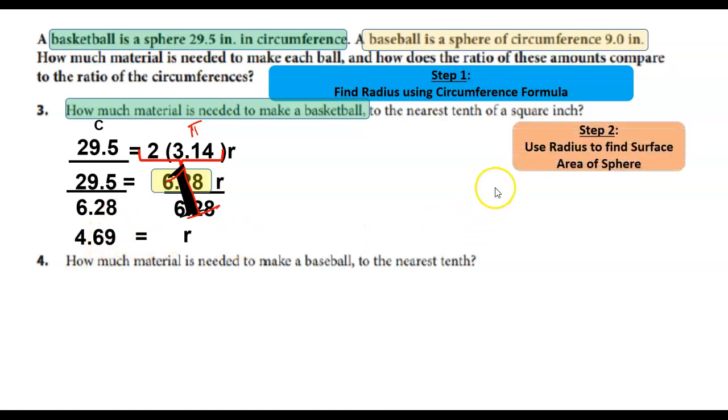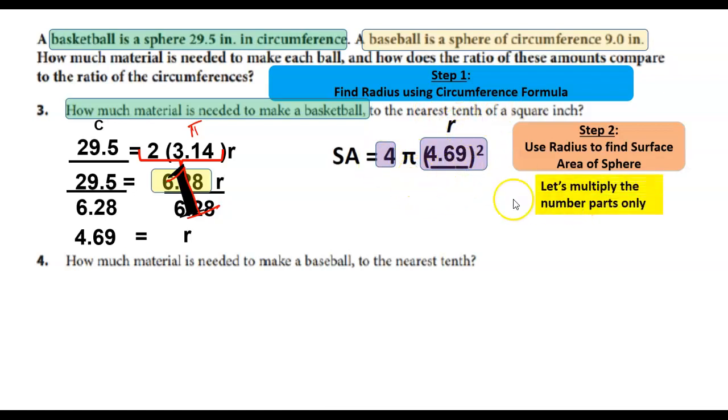So now that we know what our radius is, let's use the radius to find the surface area of our sphere. It says surface area equals 4 times pi radius squared. So let's plug in that 4.69 for radius. I'm going to keep it in terms of pi by multiplying the number parts only. Take a moment and work that out right now. What would 4 times 4.69 squared be? That'd be about 87.98 pi.